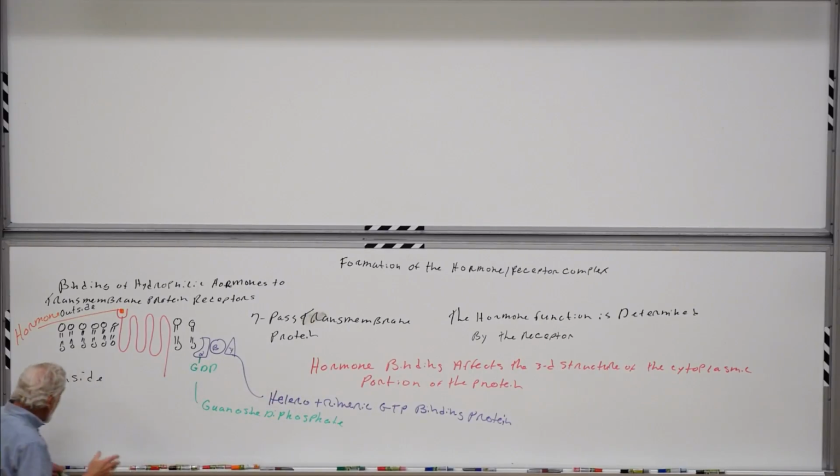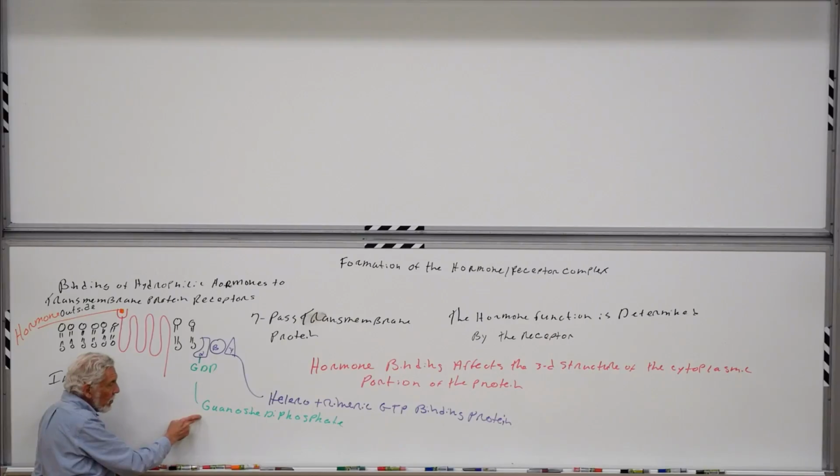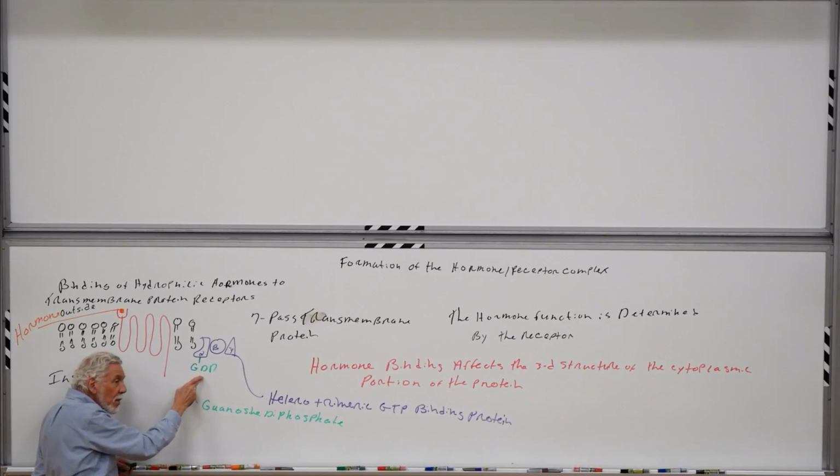Just as a word here, remember that adenine is a purine. There's a related purine called guanine, where we can make ATP. We can similarly make guanosine triphosphate. So this is guanosine triphosphate. It can be dephosphorylated to guanosine diphosphate.